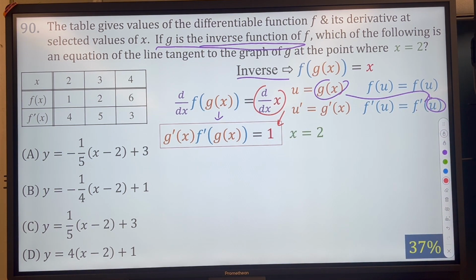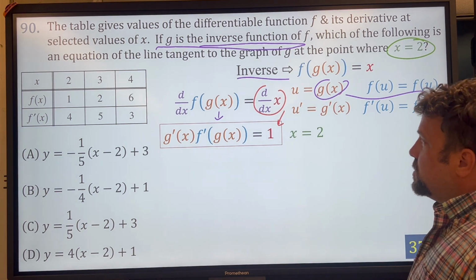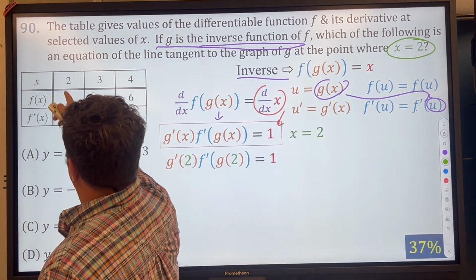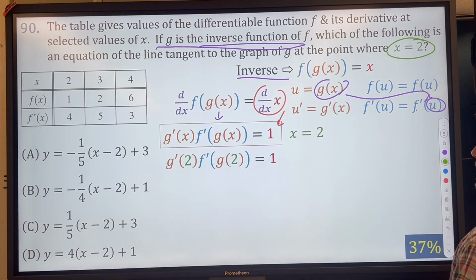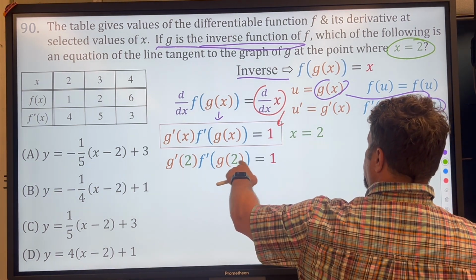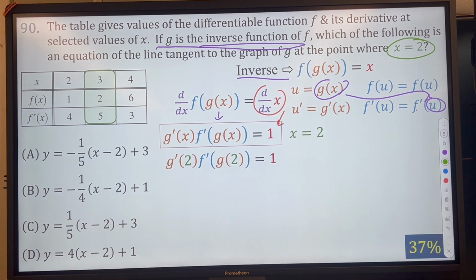So now let's look. It says, well, we know x equals 2. Why do we know x equals 2? So when x equals 2, we have to go over to here. So g prime of 2 times f prime of g of 2 equals 1. Because we're just typing in 2 for x.